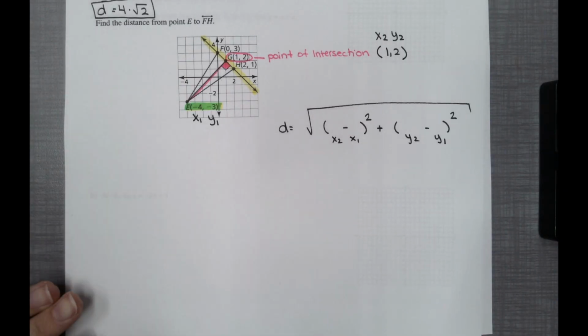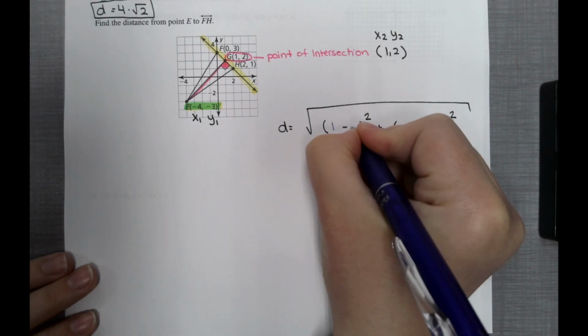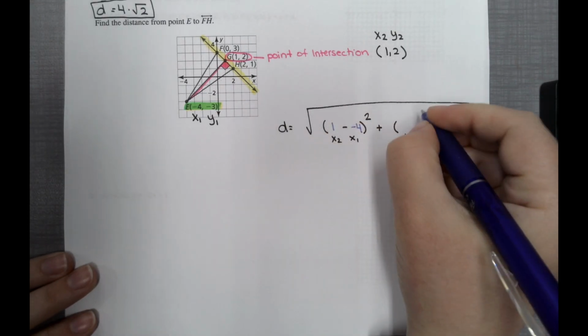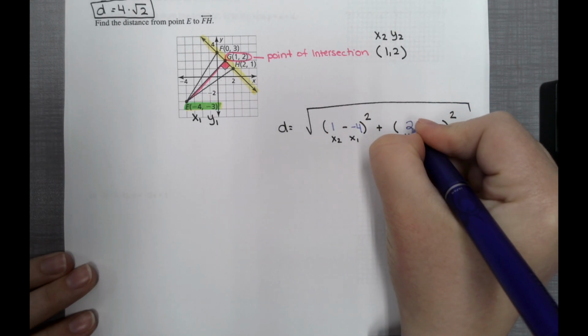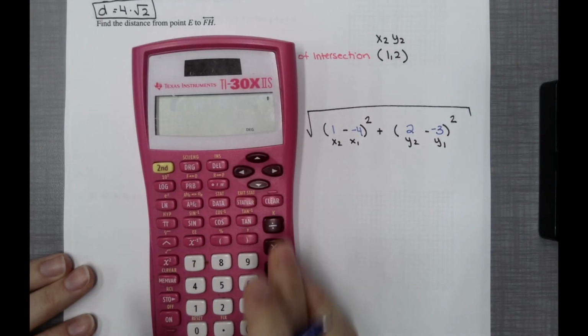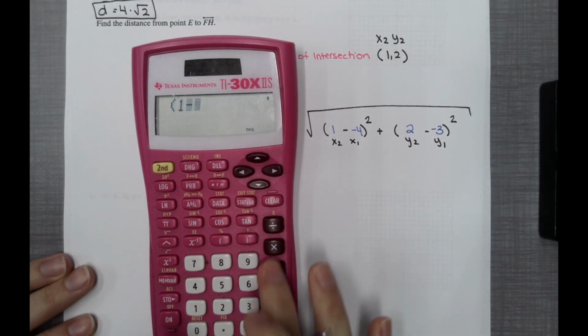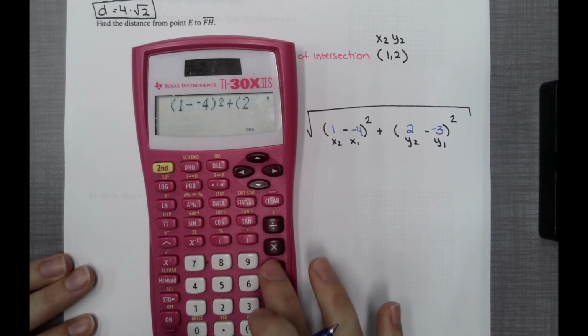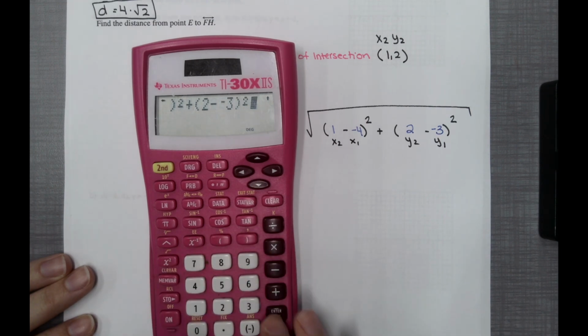Okay, let's plug in our values. We got x2 is 1, x1 is -4. Careful, double negatives here. y2 is 2, y1 is -3, and again, be careful of double negatives. All you're going to do is open and type in exactly what you see inside of your square root. Do not type in the square root.